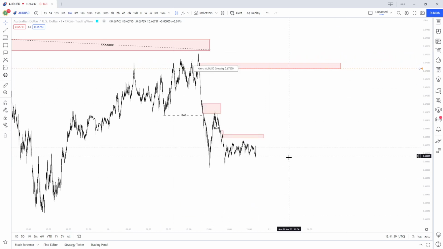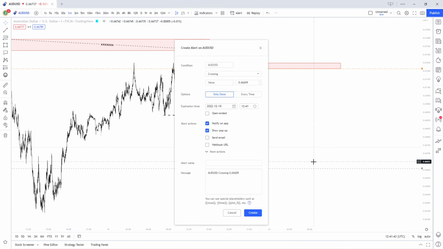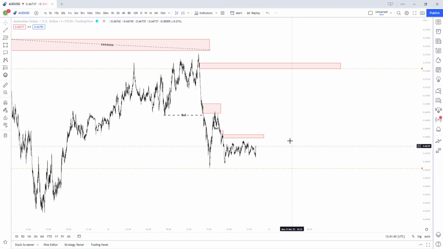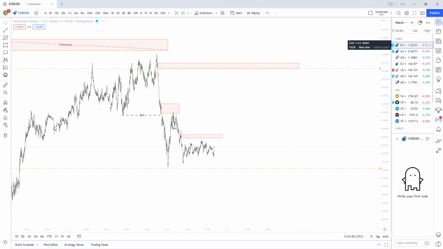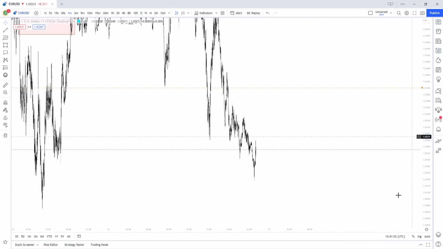I also want to move my alert down to here so I know when that low is broken, which gives me confirmation that price is resuming bearishness. So that is Australian dollar to US dollar. Now let's go Euro USD.